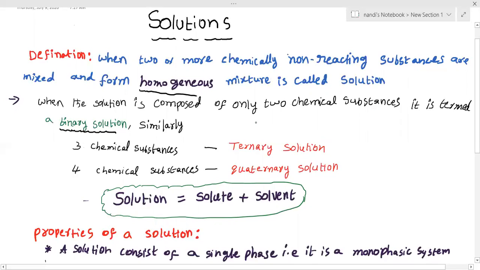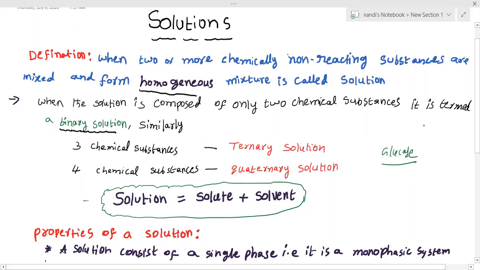The definition is: when two or more chemically non-reacting species or substances are mixed and form a homogeneous mixture, it is called a solution. Homogeneous means that after dissolving any solute in the solvent, we should not be able to see the solute and solvent separately. We can't separate them; they should be completely mixed. For example, take a glucose solution. Once glucose dissolves in water, we can't identify that glucose is still there. Clear? Like that, we should not be able to separate the solute and solvent. Those we call a homogeneous mixture.